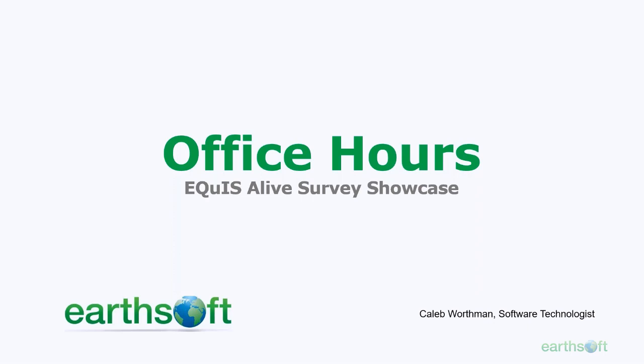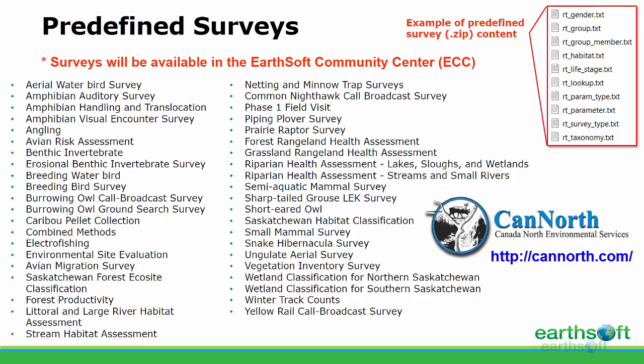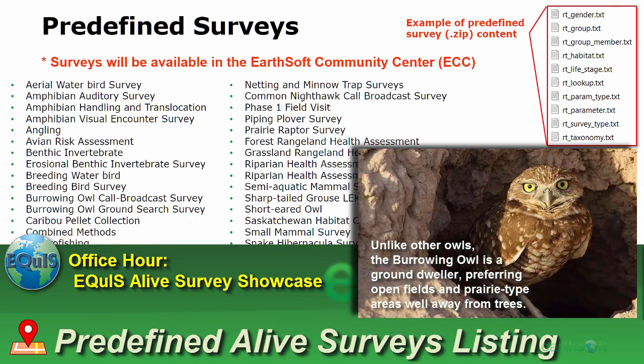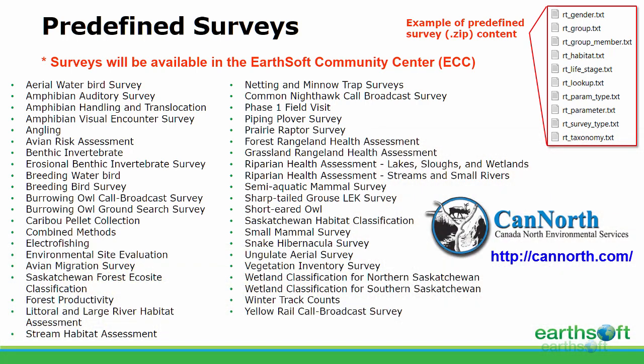Today I will be discussing some new additions to EQuIS 7. We'll be offering an archive of predefined Alive surveys, which contain all of the reference values for each particular survey. These predefined surveys will act as a template for various data collection and will save users a bit of legwork when building these Alive surveys, as opposed to actually having to build these surveys from scratch.